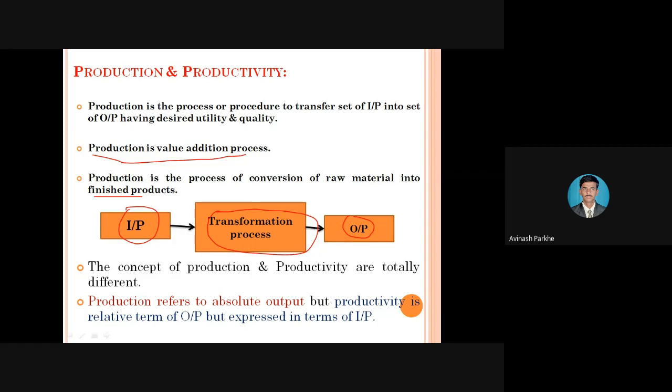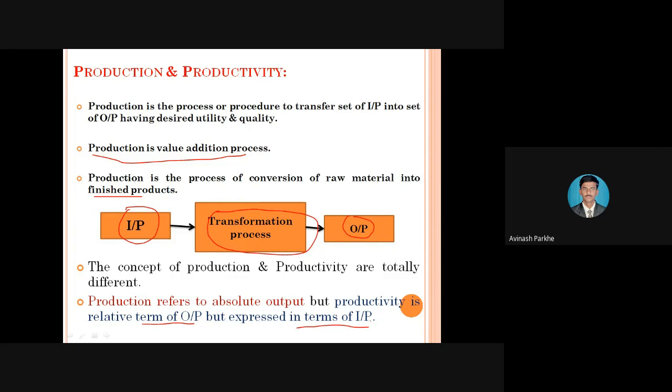But how much input I have to increase in order to increase that production will not be considered in the production process. I only have to focus on the output. But productivity is a term related to the output that is expressed in terms of input parameters. Productivity is equal to output upon input, so output is directly proportional to productivity. If output increases, productivity also increases.